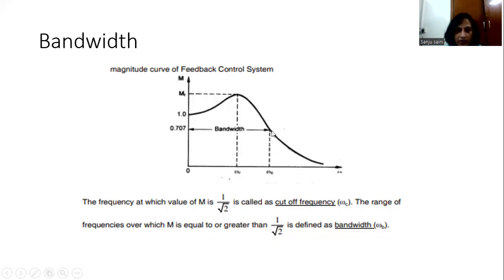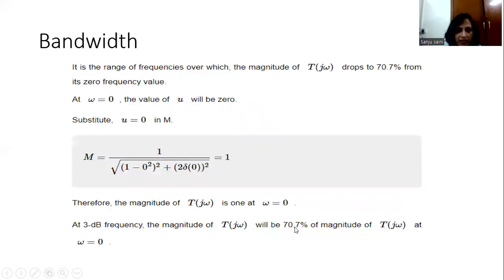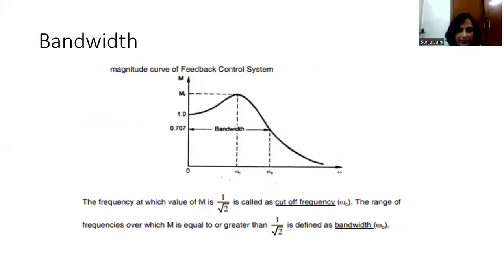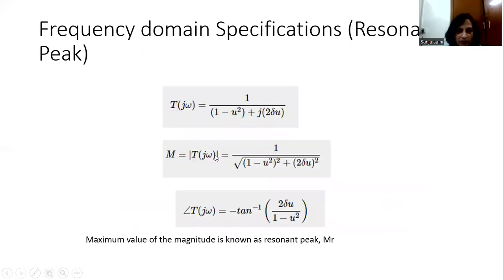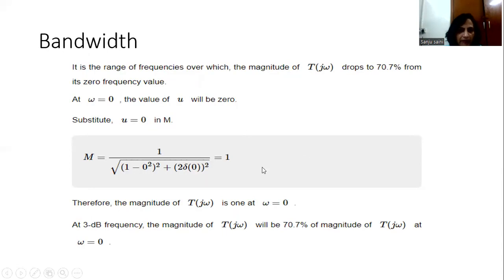This range of frequency for which M is greater than or equal to 0.707 or 1 by root of 2, this is termed as the bandwidth. And for calculation of the bandwidth, we first of all take up omega equal to 0. Omega is 0. What will be the value of u? u is equal to omega divided by omega n, and u will be equal to 0. And the value of M, you can use this expression, M will be equal to 1 divided by root of (1 minus 0 square) plus 2 into 0. So this will be equal to 1 divided by 1, so it will be equal to 1. So when omega equal to 0, M will have a value equal to 1.